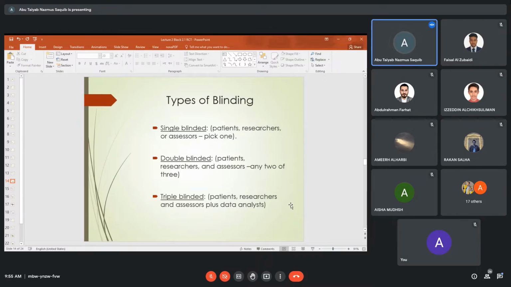Now, the question may ask, if everybody doesn't know, then who will know? Well, in the double blind or the triple blinded study, there is an independent body who will do the randomization, who will do the assignment. And this information is kept confidential from the participant, from the researcher, and from the assessor. It's a true experiment.